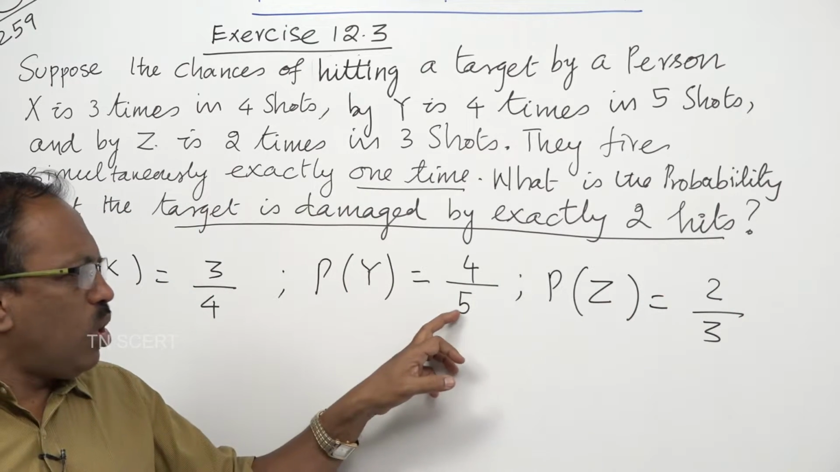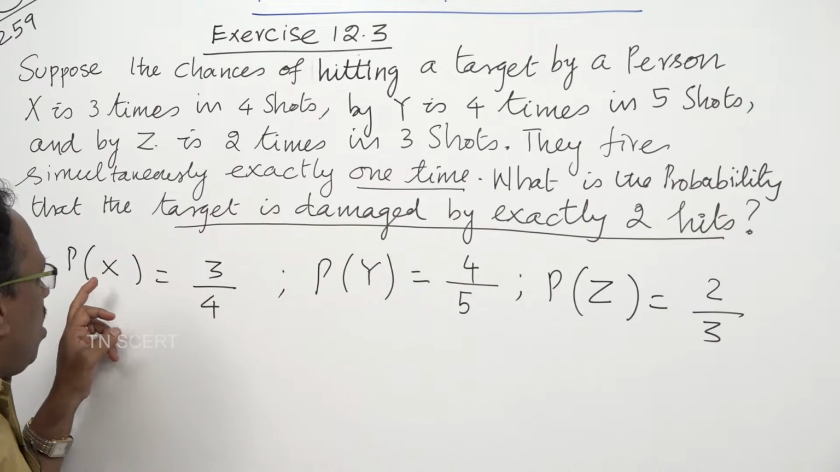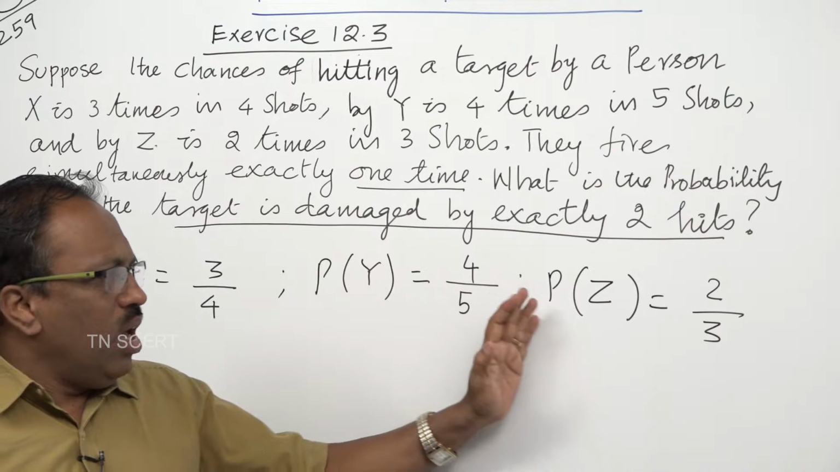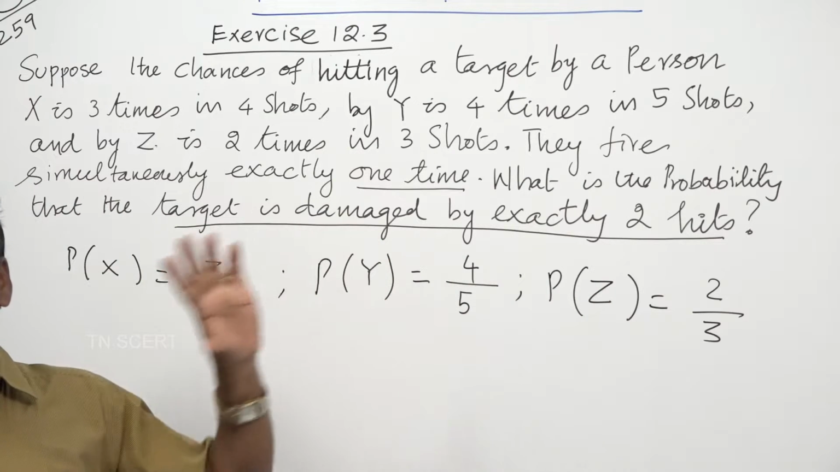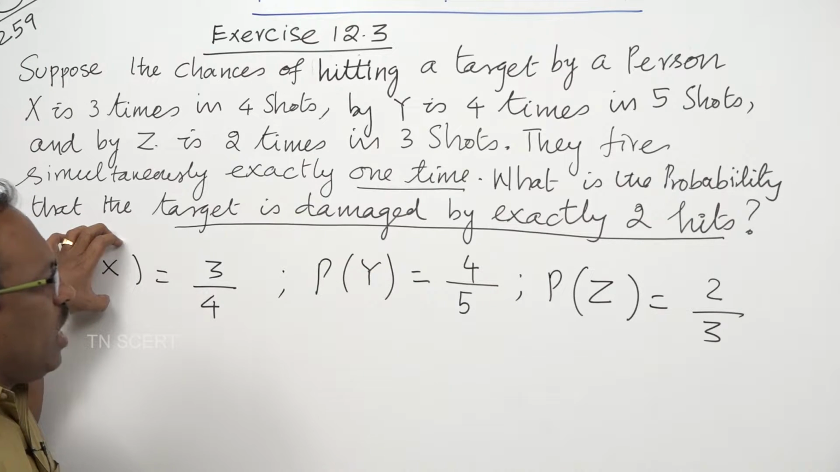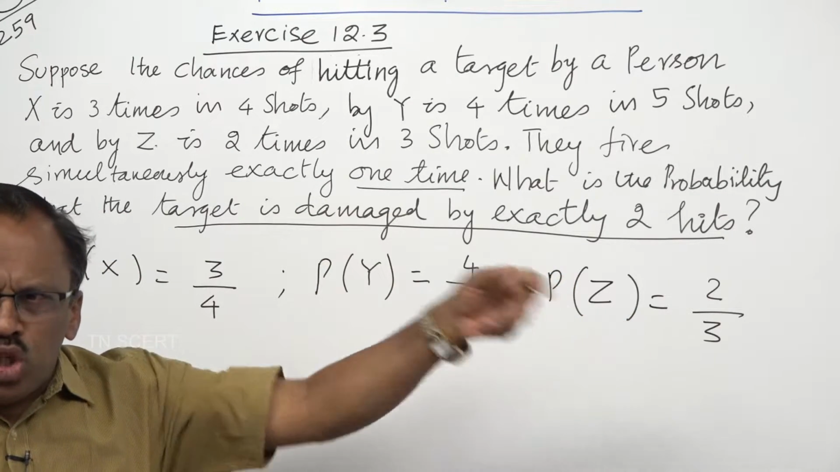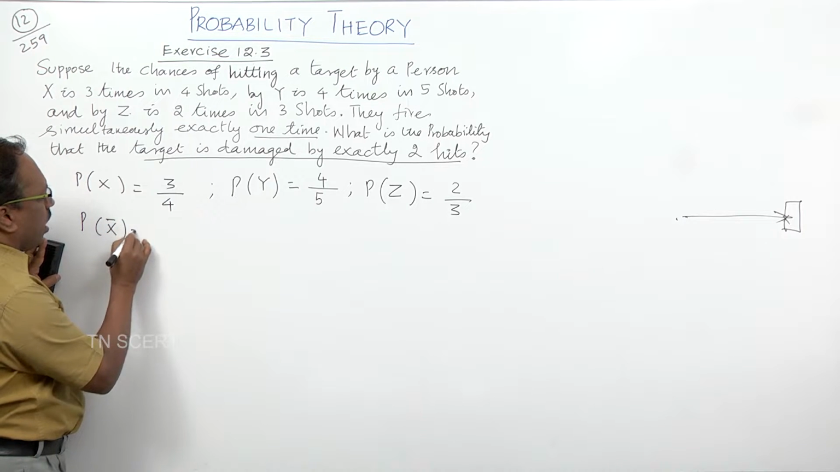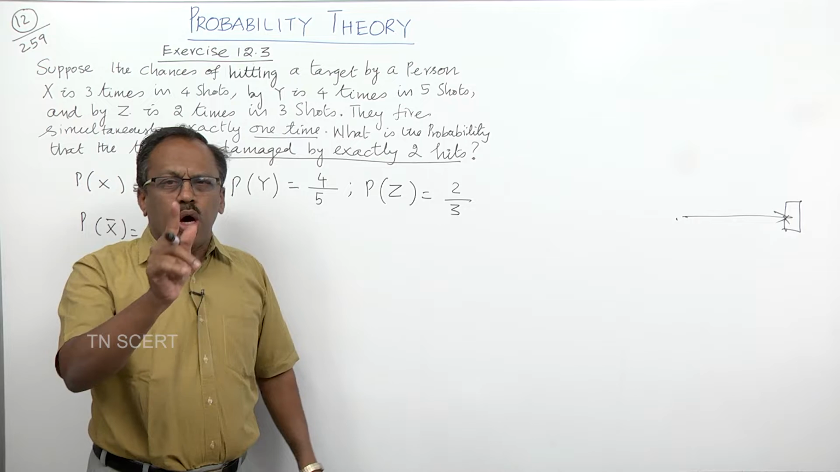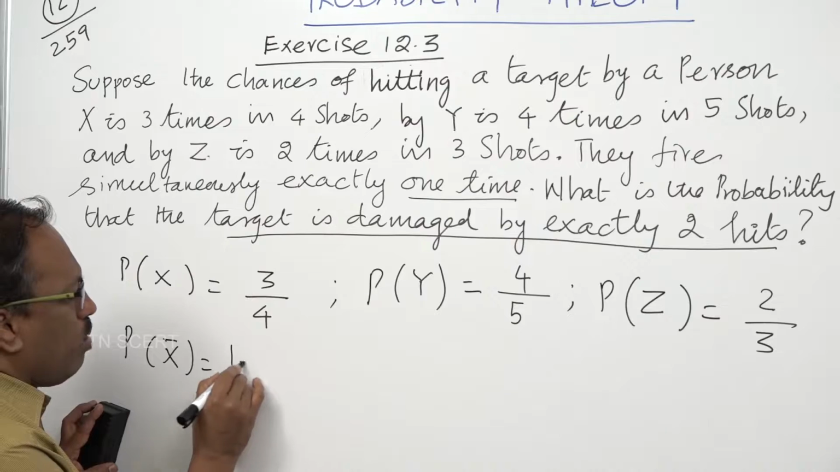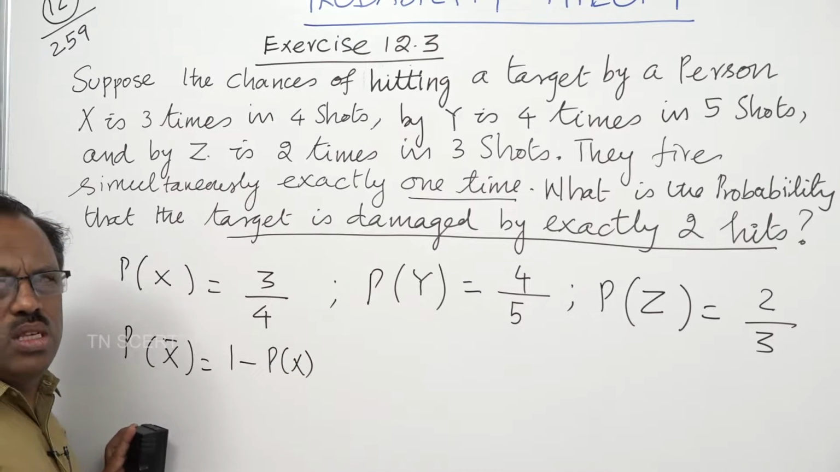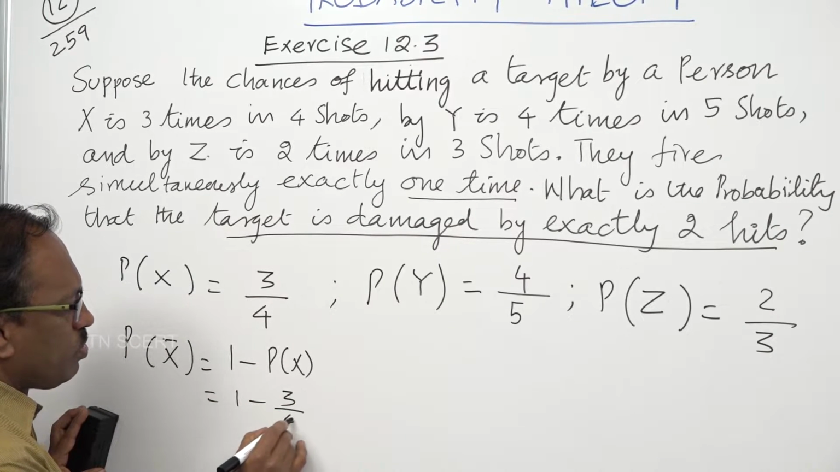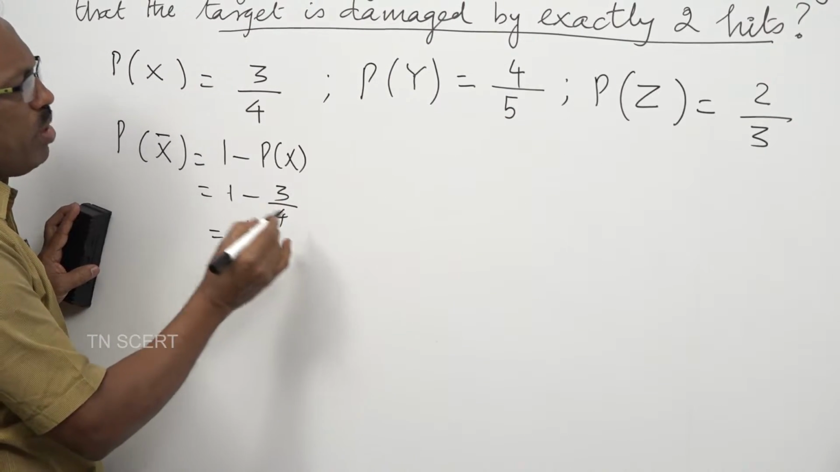Here the second person out of 5, 4 times he hit the target, and the person X out of 4 times he hit the target thrice. This is the way the probability is found out for each person. Suppose person X is hitting the target, that is 3 by 4. Not hitting is the complement. X bar is nothing but this person cannot hit the target, that is 1 minus probability of X. This is the axioms of probability. So 1 minus 3 by 4 is 1 by 4.